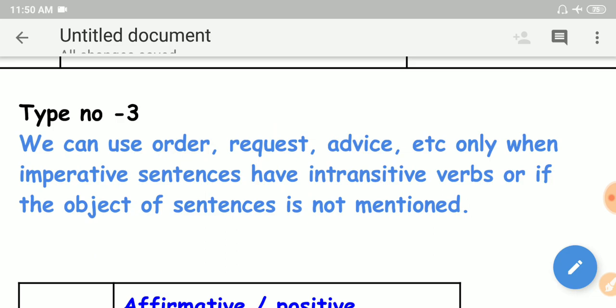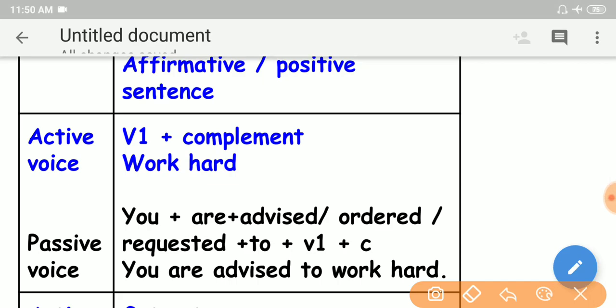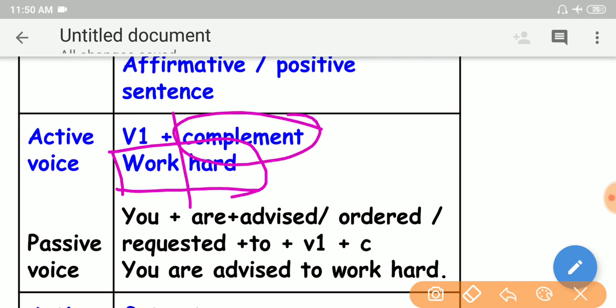intransitive verbs, or in that imperative sentence the object is not mentioned. So let us go and learn. See, my dear friends, work hard. Work is the verb. Hard is the complement, my dear friends, not an object, because it does not answer the question who or what or whom. So that's why work is an intransitive verb.